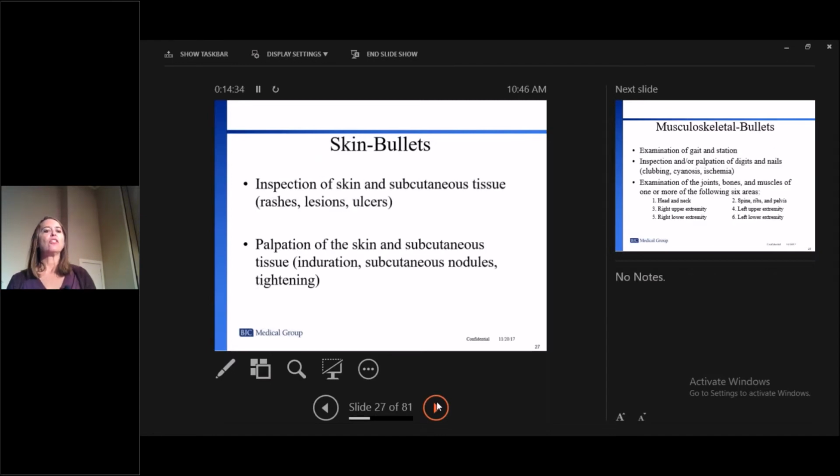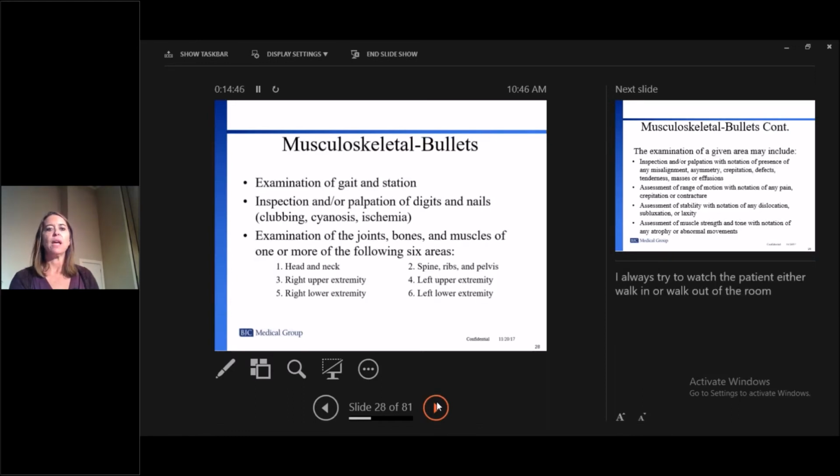So for skin, looking for rashes, lesions, ulcers, feeling for indurations, nodules, skin tightening, those kinds of things. So nice and easy for skin to meet those. Your musculoskeletal bullets. I always try to watch a patient either walk in or walk out of the room, okay? So even if it's not right at that moment that I'm documenting their gait, I am able to document it because I have seen them walk in or walk out. That is a big one for you. You are going to be looking at your nails. Are they having any clubbing, any cyanosis, or anything like that?